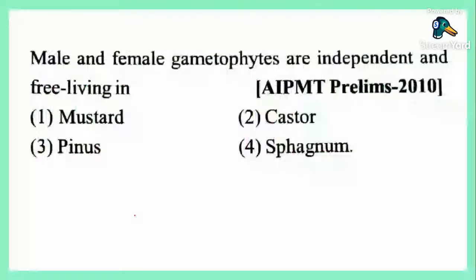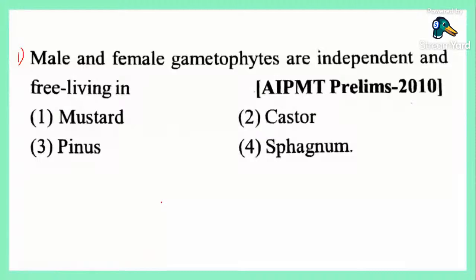So the first question is right now on your screen. Male and female gametophytes are independent and free living in: mustard, castor, pinus, or sphagnum. This is an AIPMT 2010 question.